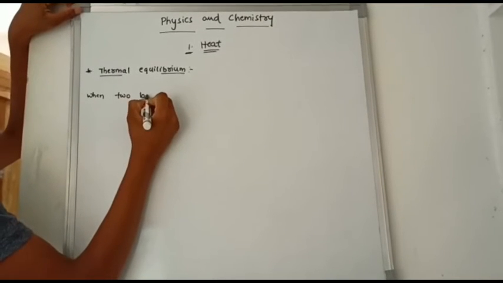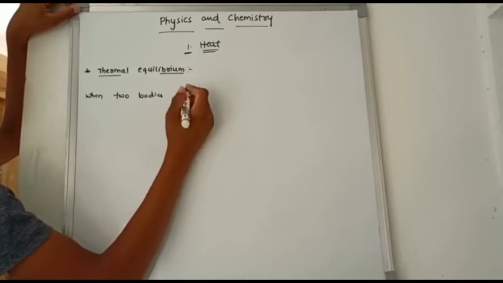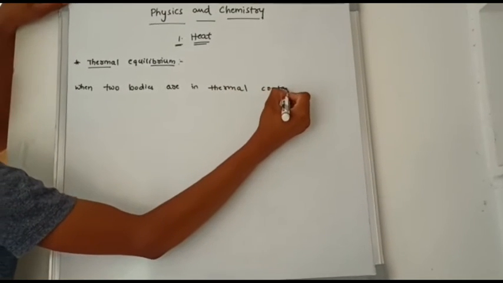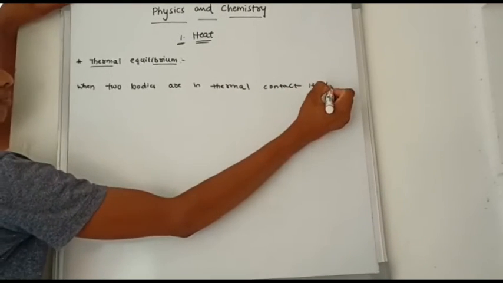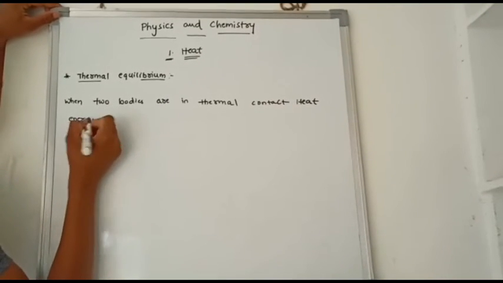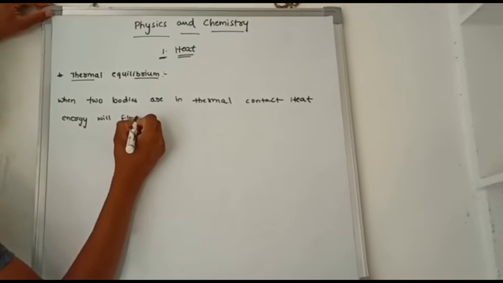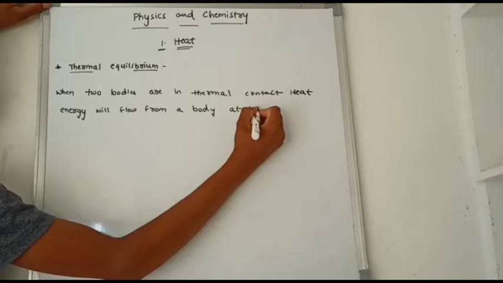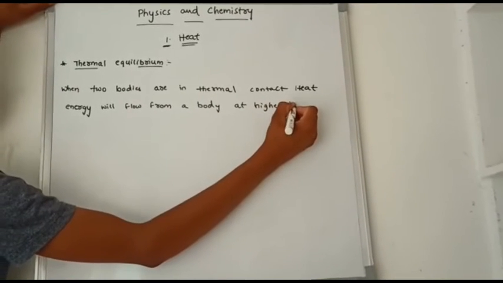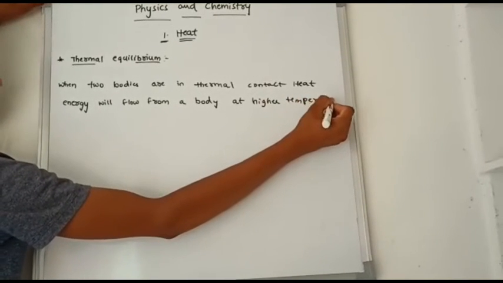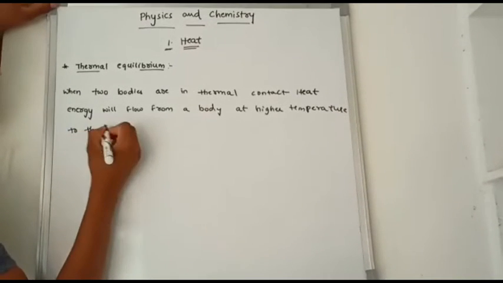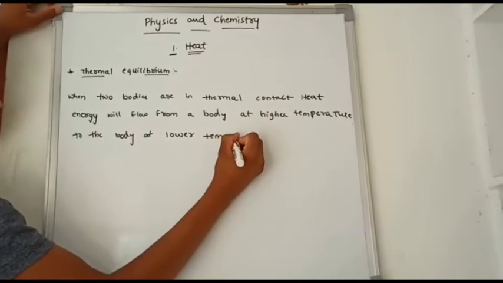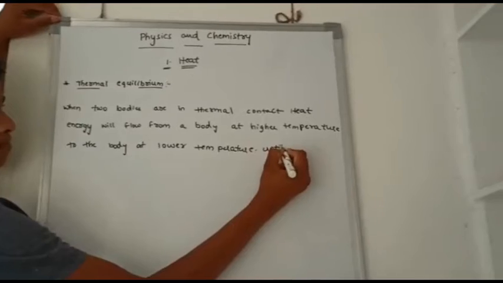Thermal equilibrium. When two bodies are in thermal contact, then heat energy will flow from a body at higher temperature to the body at lower temperature.